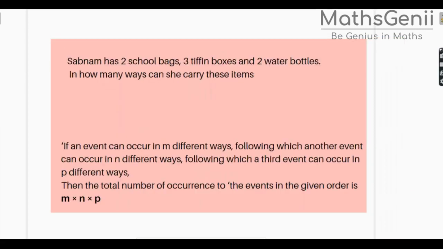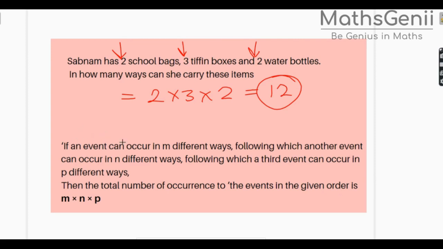Let's look at another example. Shabnam has two school bags, three tiffin boxes, and two water bottles. How many ways or combinations can she carry these with? It's very simple. It's 2 into 3 into 2, which is 6 into 2, so 12 different combinations are possible.